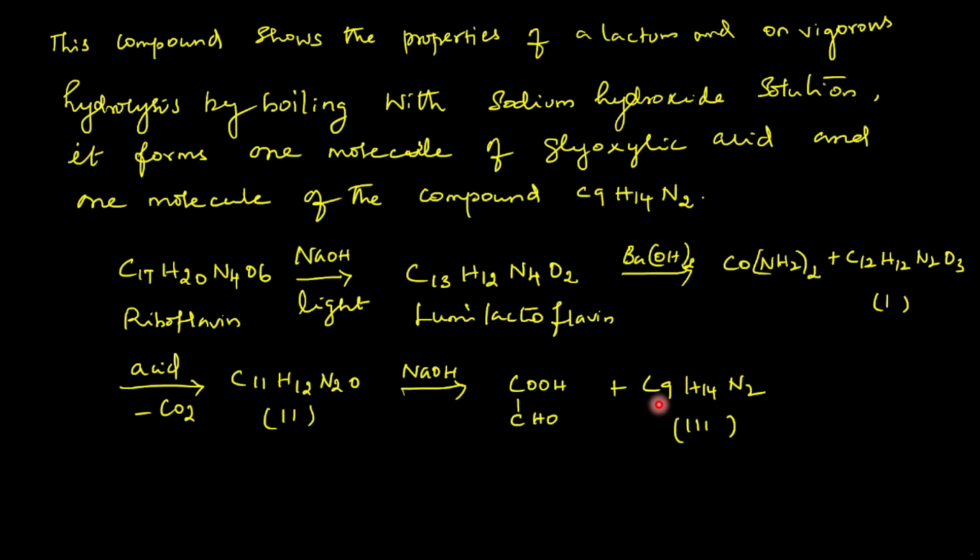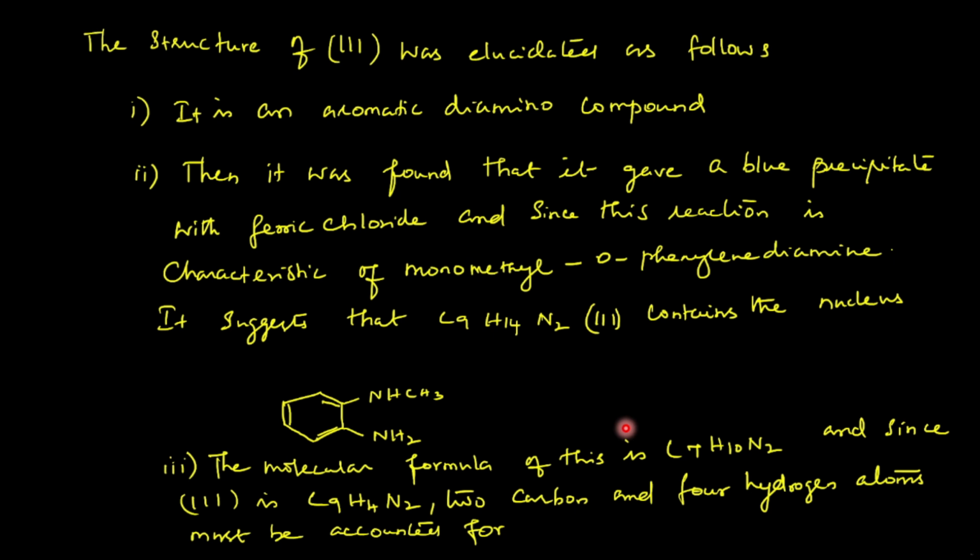with the molecular formula C9H14N2. The structure of the compound 3 was elucidated as follows. It is an aromatic diamino compound. Then it was found that it gave a blue precipitate with ferric chloride, and since this reaction is characteristic of monomethyl orthophenylene diamine, it suggests that C9H14N2, that is the compound 3, contains the nucleus.